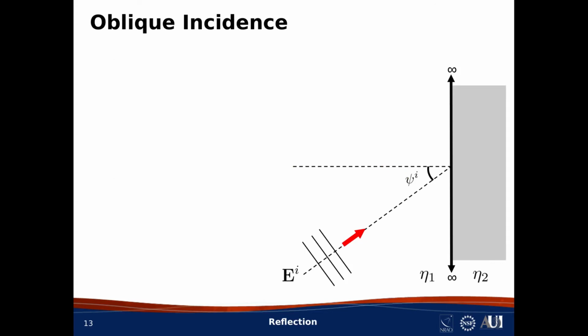Okay, now to increase complexity slightly. Let's consider a plane wave that is obliquely incident. That is, a plane wave which is incident from an angle psi super I relative to the normal, where psi super I is not necessarily 0 as it was in the normal incidence case.